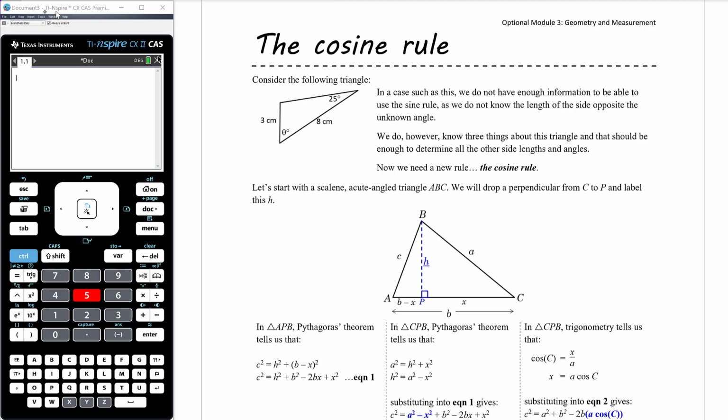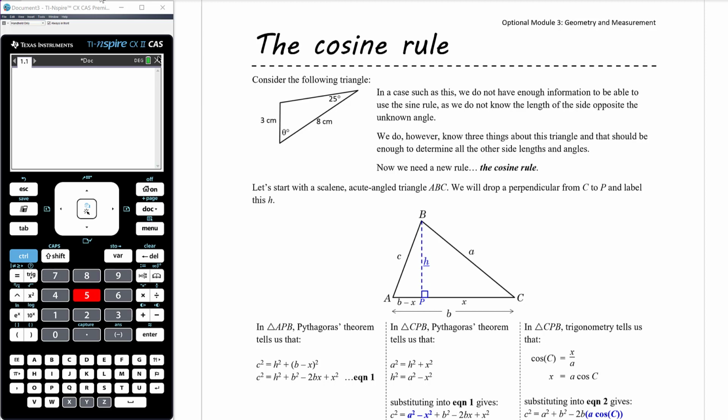Okay, so in this video we want to look at the cosine rule. And the cosine rule is the second rule that we can use when working with non-right angled triangles. So we introduced the sine rule in the previous video. The cosine rule also connects the side lengths and angles of the triangles, but it will allow us to find unknown side lengths and angles if we have a different combination of information.